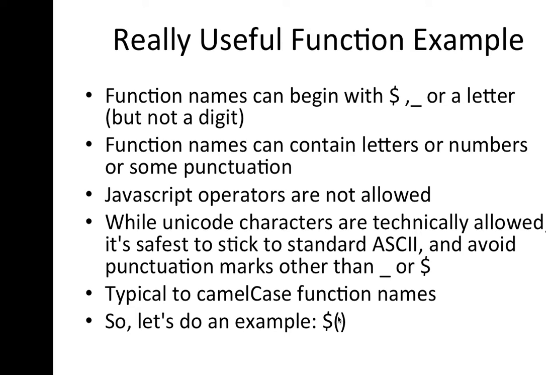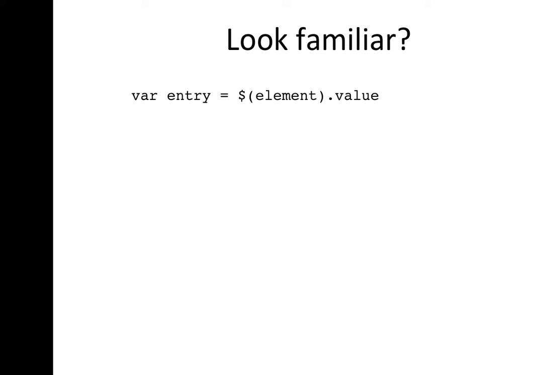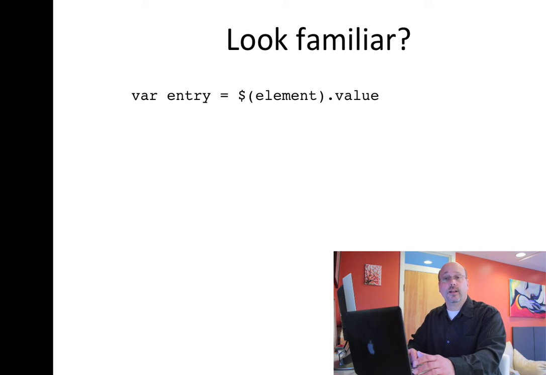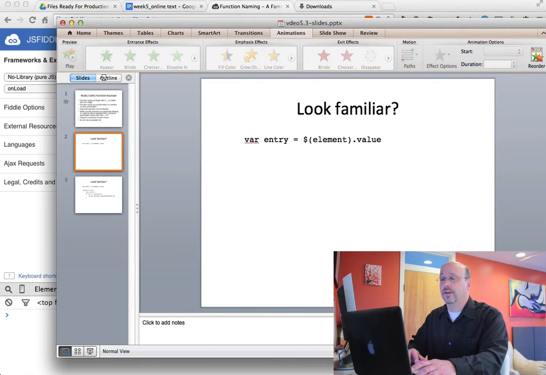So what we're going to do next is just build an example of a really cool function that mimics something that you might be familiar with. And that looks like this. If you've been using JavaScript at all, you've probably come across the jQuery library, and jQuery has syntax that looks like this. And what we're going to do is write a small function that mimics this part of what jQuery does, so you can see what's happening under the hood.